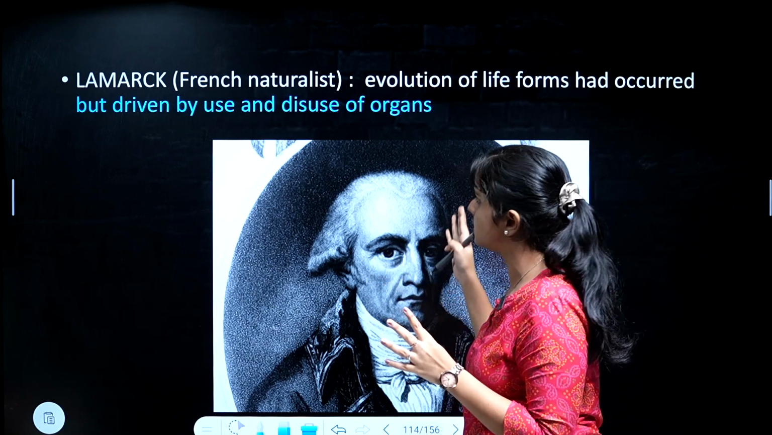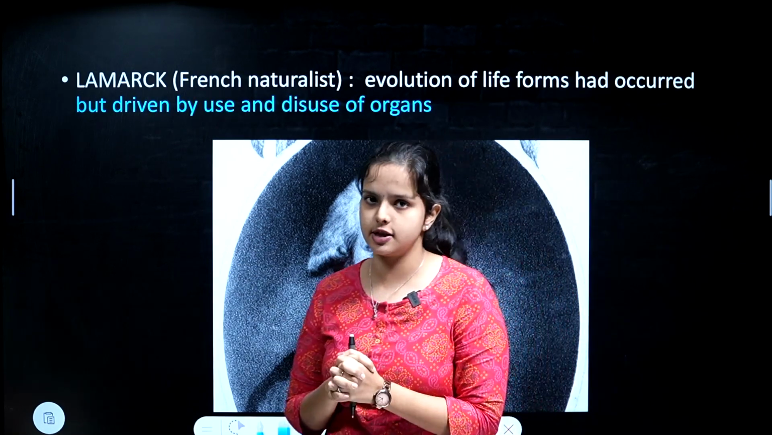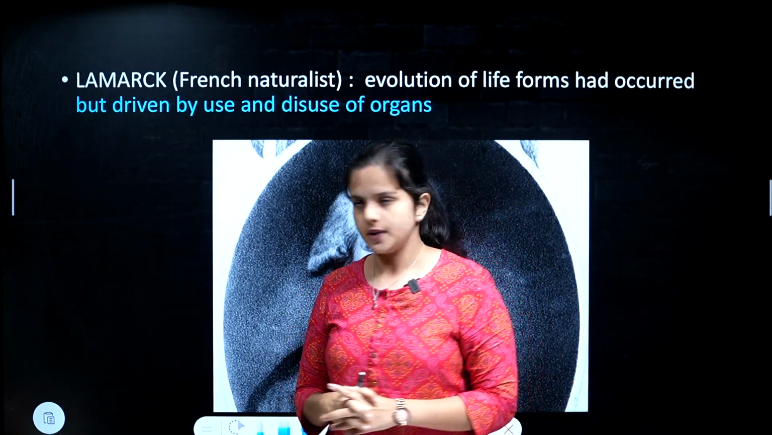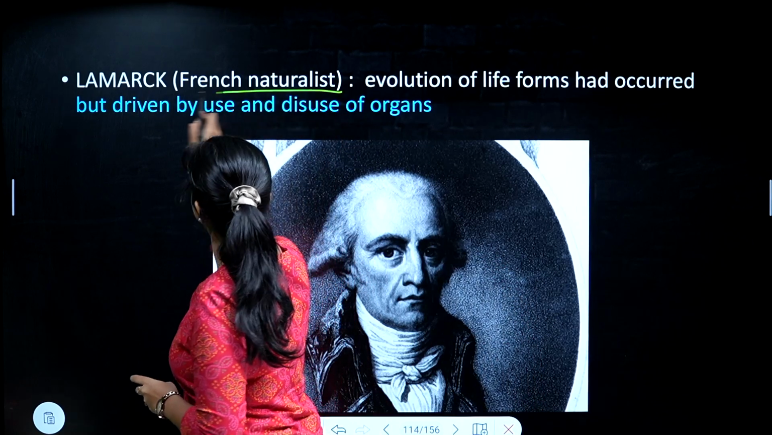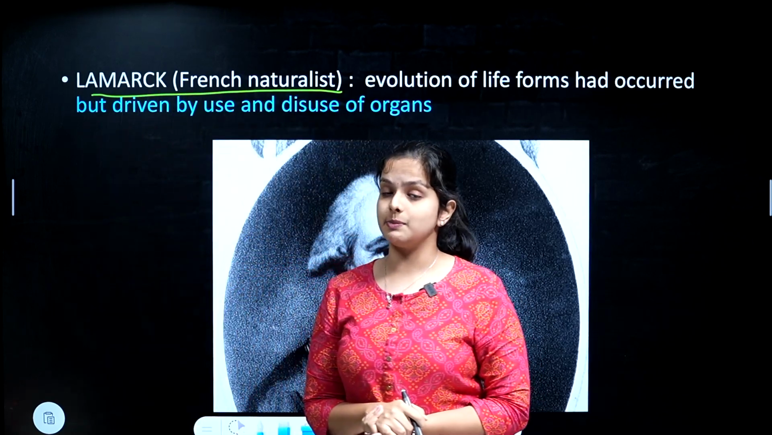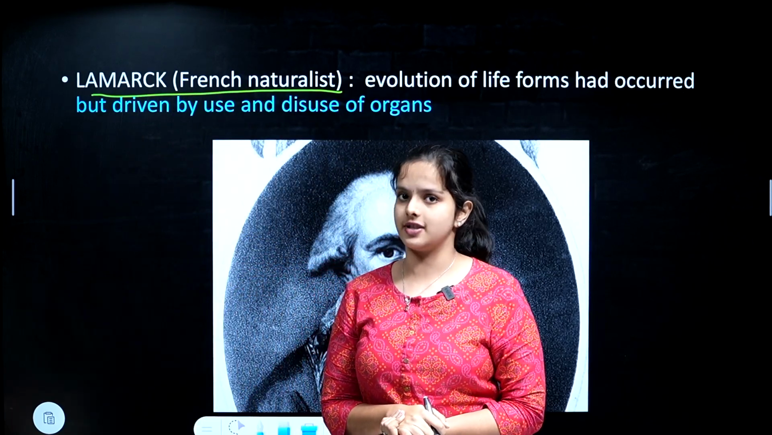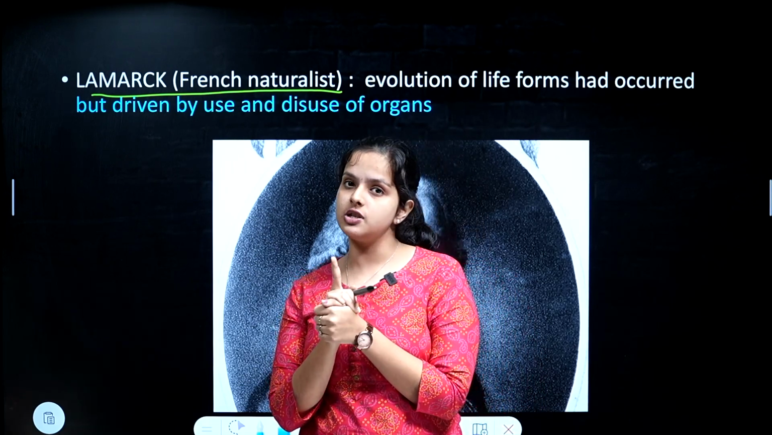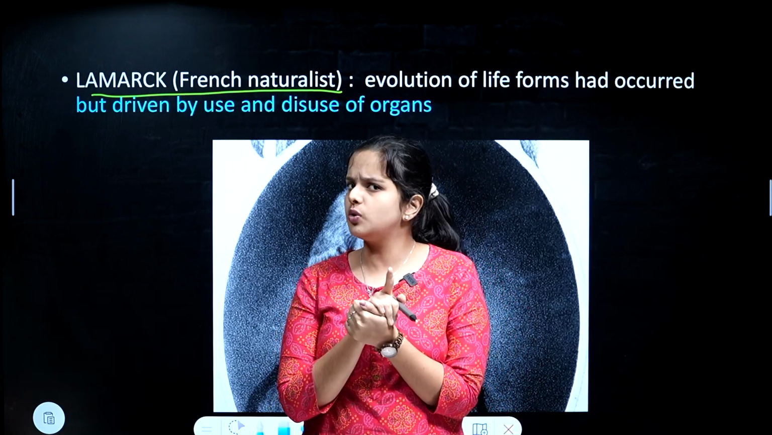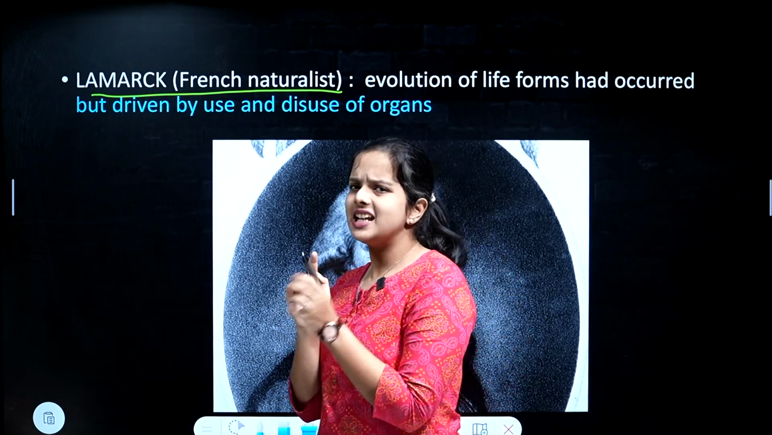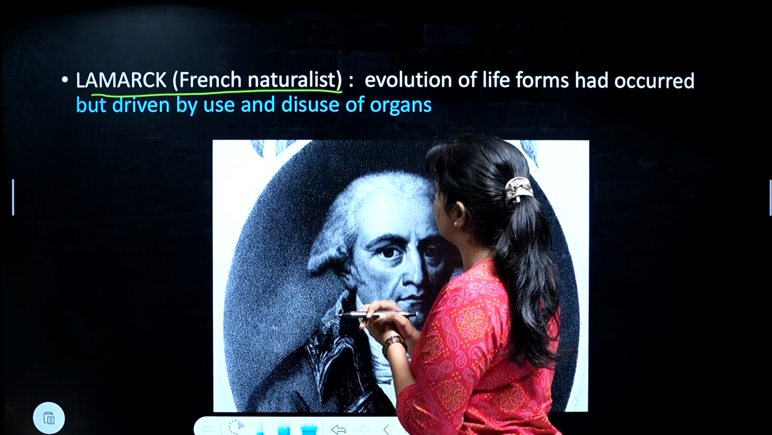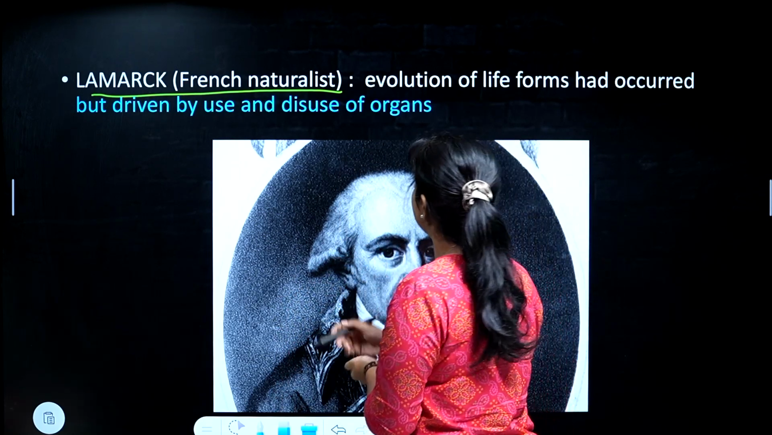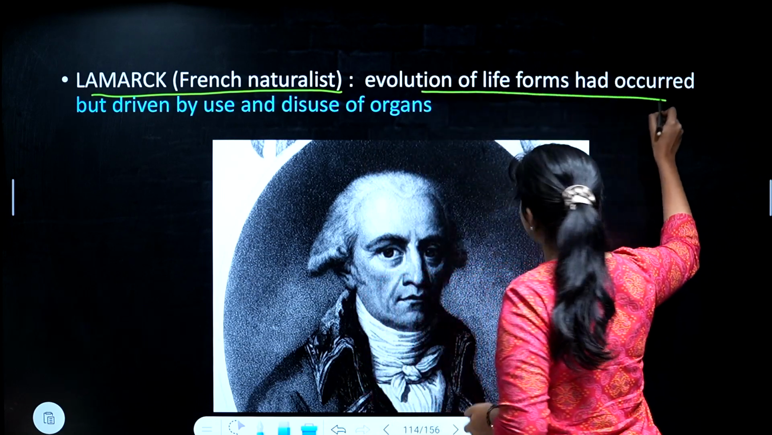Okay, now let me explain one more topic before I go, one more concept. Lamarck, okay, Lamarck is actually a French naturalist. Lamarck actually said something that's very interesting. If you recall, Darwin told us that evolution was gradual, right? But Lamarck is saying something different. What is Lamarck saying? Lamarck is a French naturalist, and what he said was that evolution of life forms had occurred.